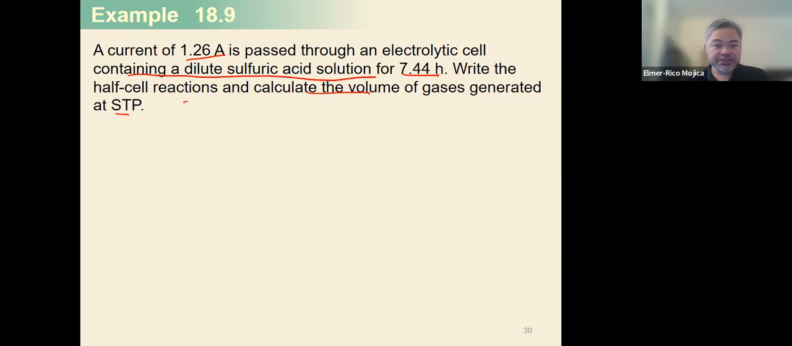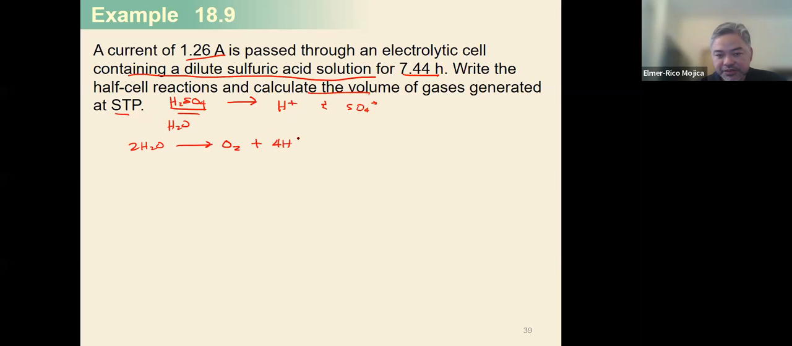And if we're going to look at this, it's just similar to our previous concept problem, H2SO4, wherein you have an H plus and SO4. So if you're going to look at this, it's just water that participates in the reaction. So you have 2H2O producing oxygen plus 4H plus 4 electrons. And then you have the other one, 4H plus.